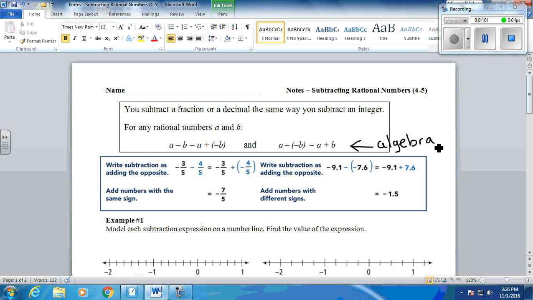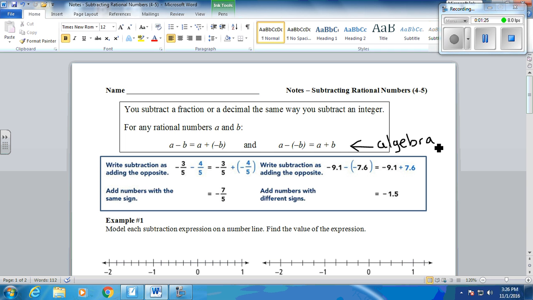They're showing us here that we have negative 3/5 minus 4/5. So write subtraction as adding the opposite. So stop, add the opposite. Negative 3/5 minus 4/5 becomes negative 3/5 plus negative 4/5. And then they go ahead and show the signs are the same, so I add, keep the sign, and get negative 7/5.